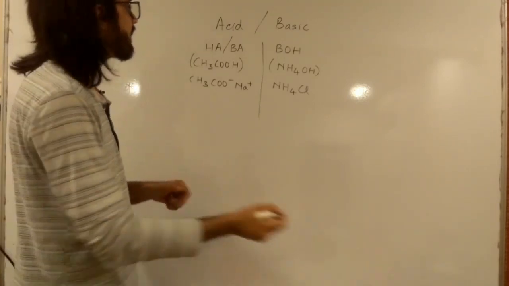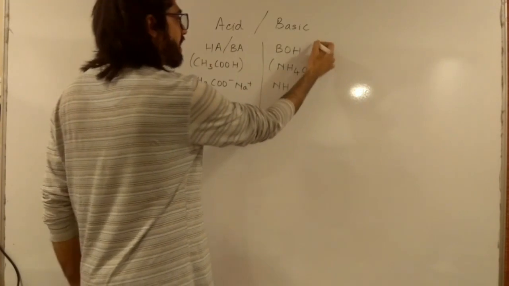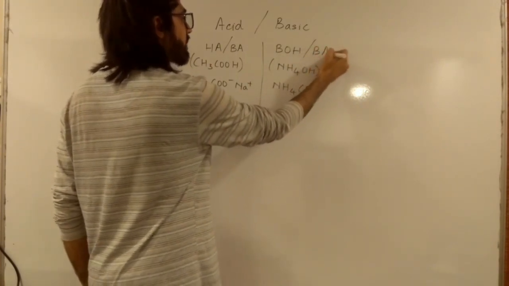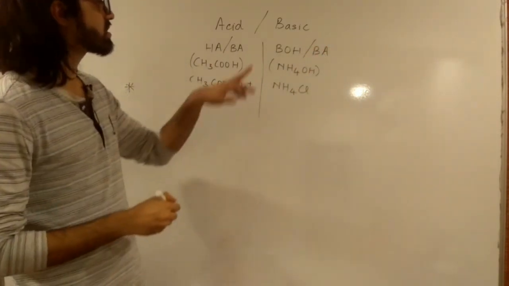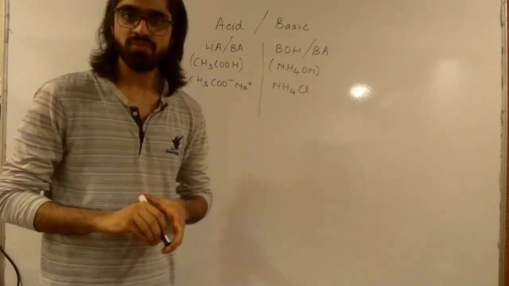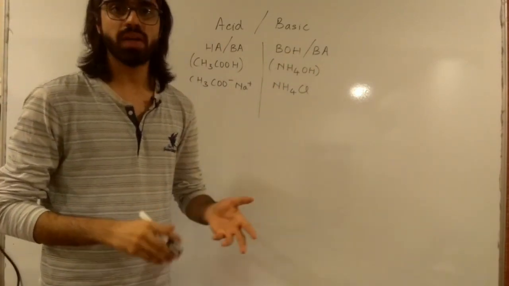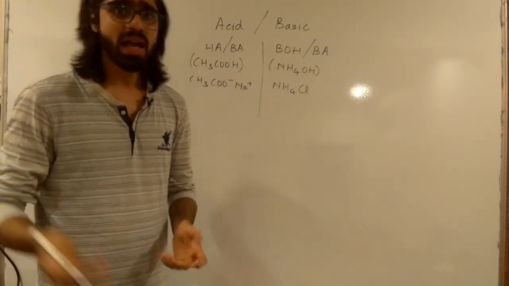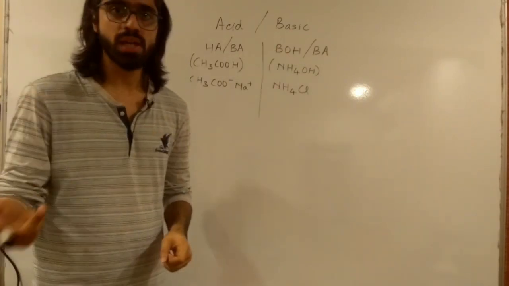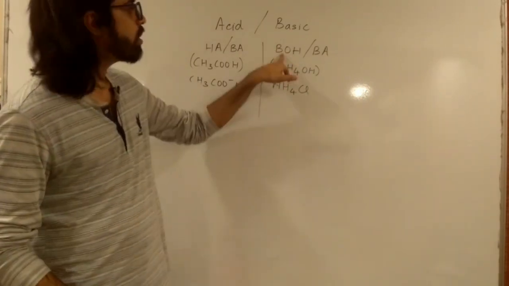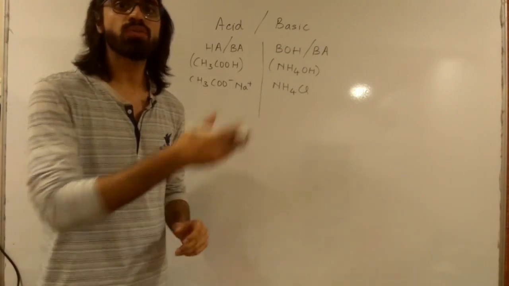In general, I can say that if BOH is my weak base, then I take a strong acid, let's say HA is a strong acid, and the salt of BOH and HA will be BA. So BOH and BA together are going to form a basic buffer.